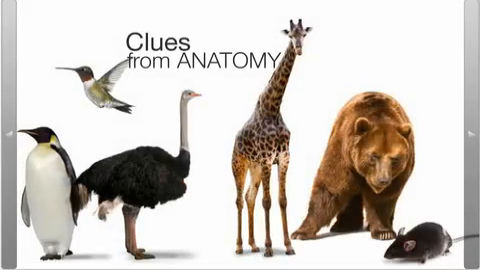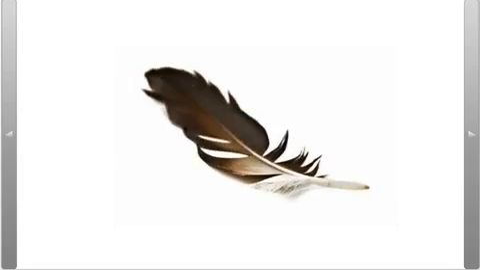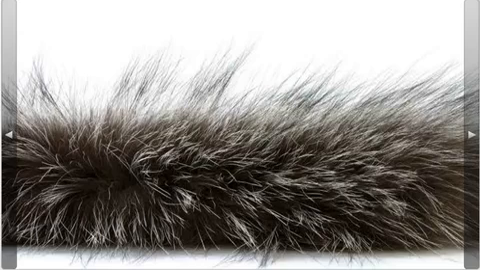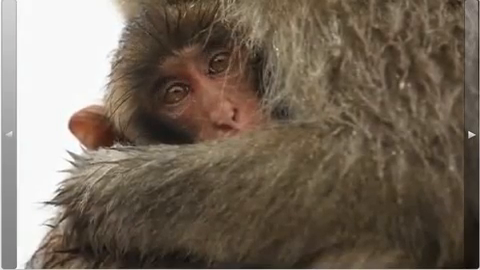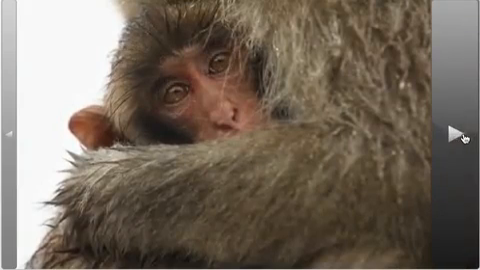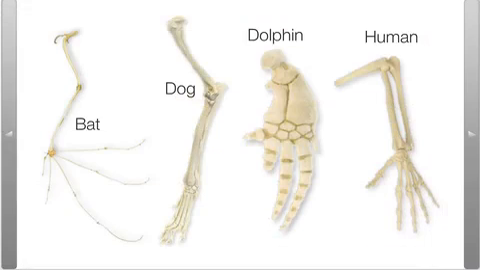Related species have similar anatomy. All birds have feathers and lay eggs. Mammals have fur and give birth to live young. Mammalian limbs have a similar skeletal structure. One bone is connected to two bones that are attached to a wrist and digits. This shared anatomy provides strong evidence that all mammals descended from a common ancestor.